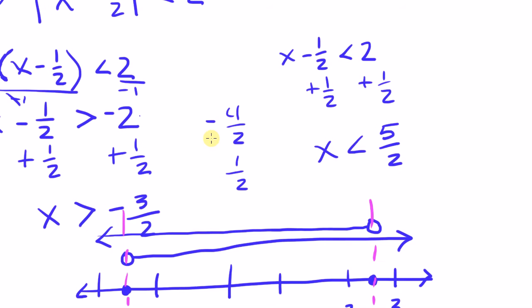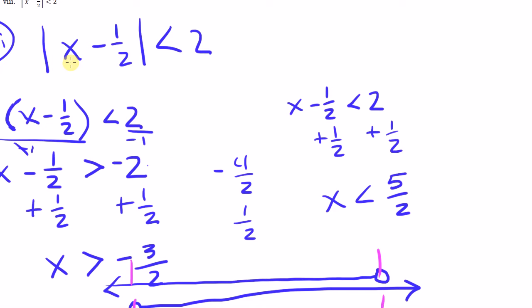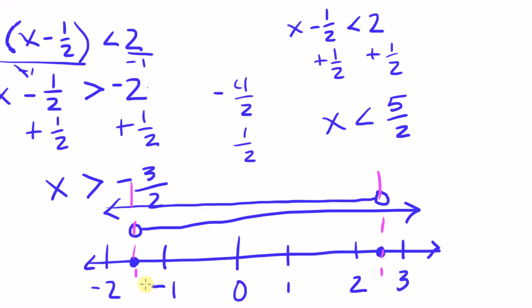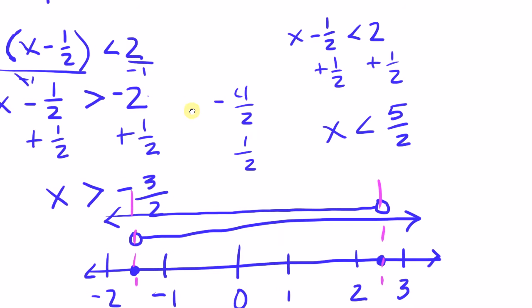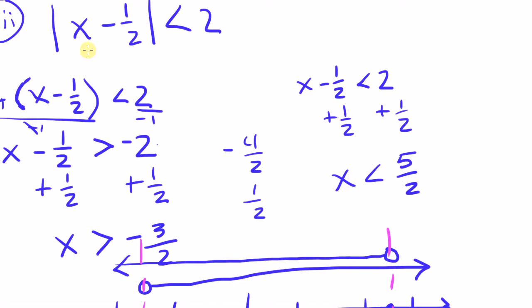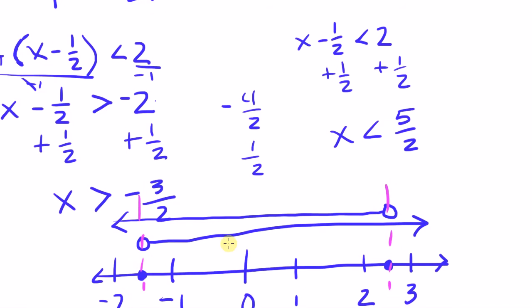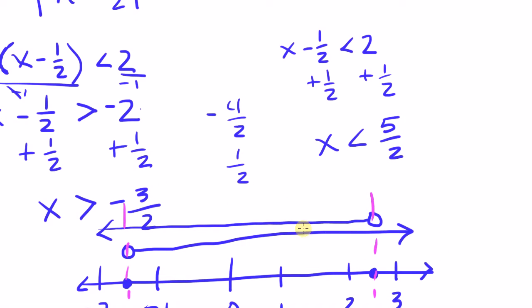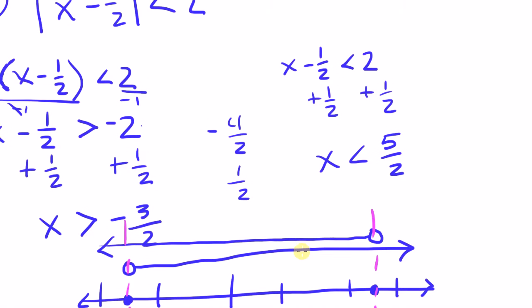So I'm going to test 0. So if this goes to 0, minus 1/2 is going to be -1/2, and the absolute value of -1/2 is 1/2, and that is less than 2. -2 is going to be -2 minus this guy, so it's -5 is going to be bigger, so that's going to be wrong. And then of course this guy's going to be bigger than 2.